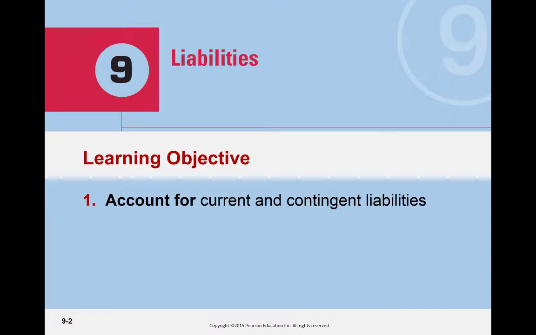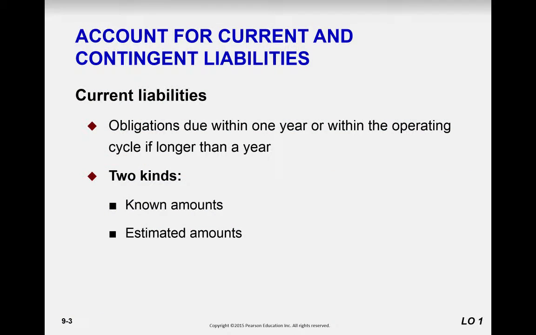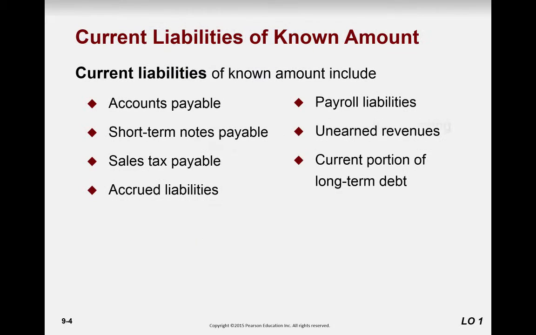The first topic we're going to cover is current and contingent liabilities. Current liabilities, as you're probably familiar with, are due within 1 year, or within the operating cycle if longer, but mostly we have it within 1 year. We have two different types of contingent liabilities, those that we know the amounts and those that we estimate the amounts.